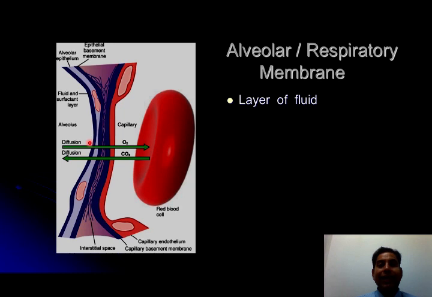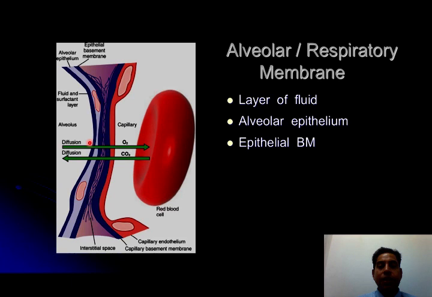So if you look at the layers through which the gas has to pass, the first layer is the layer of fluid, which will also include the surfactant to decrease the surface tension at the level of the alveolus.